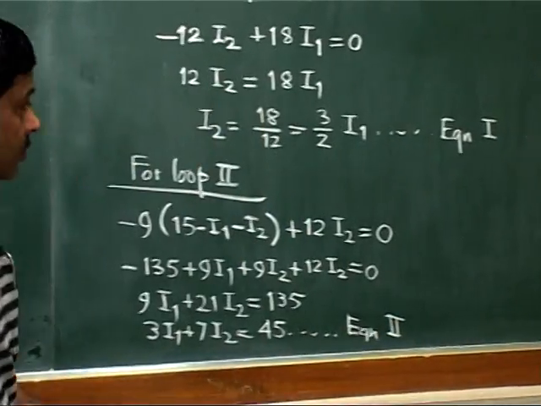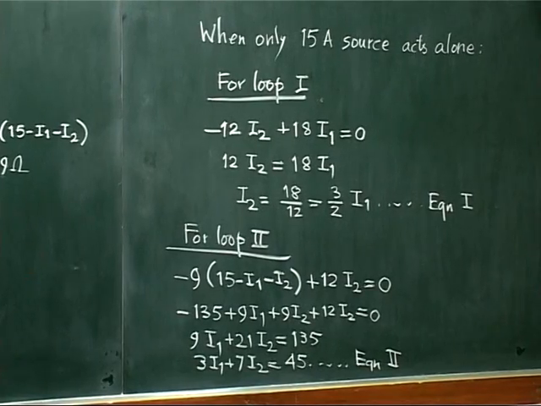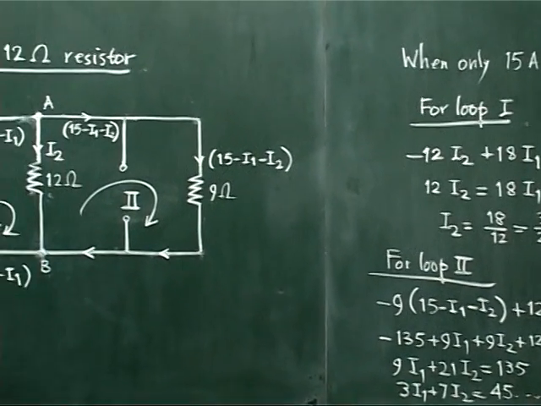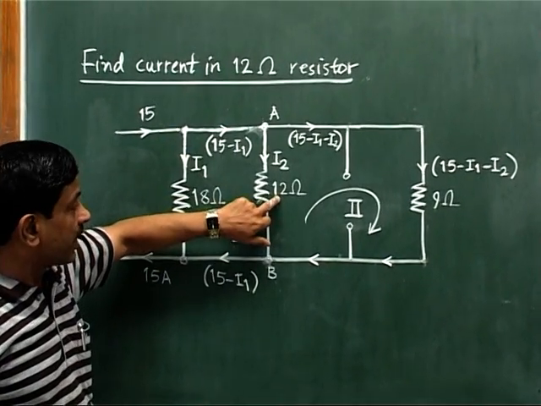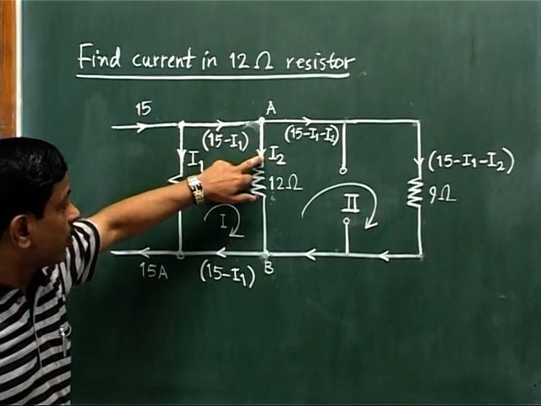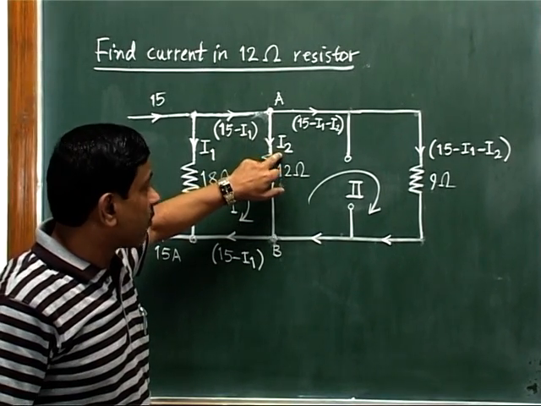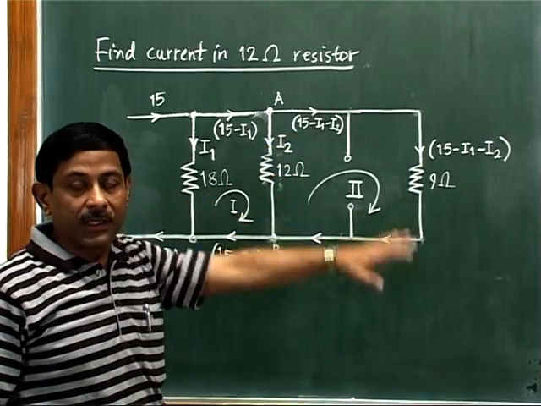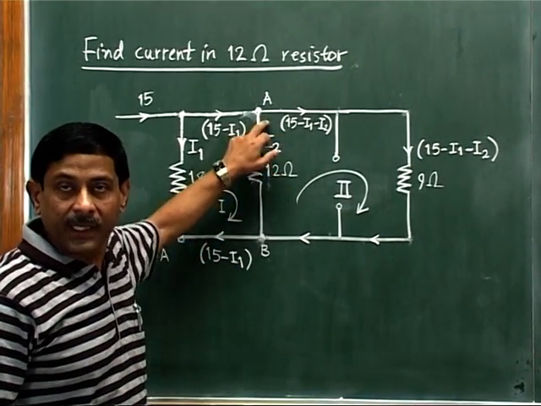And now our job is to just solve equation 1 and equation 2 and find out the values of the variables. But which value are we interested in now? We want to find the current in this 12 ohm resistor. As per our current distribution, the current in the 12 ohm resistor is I2. So we are interested in finding the value of I2. Just solve these equations and tell me the value of I2 and also the direction.